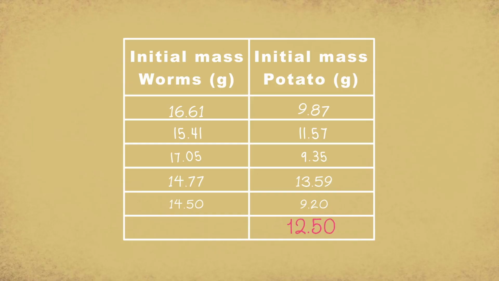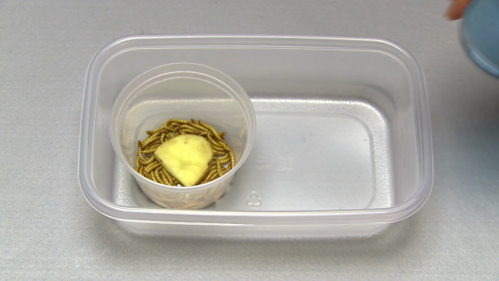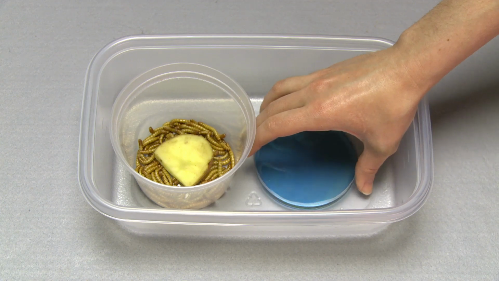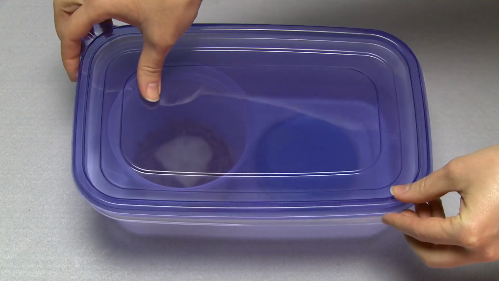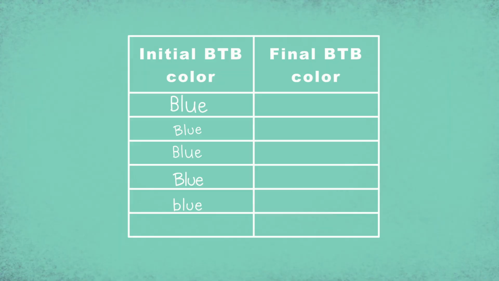Here's a sample chart from another classroom with starting mass data. Our potato started out at 12.5 grams, and the mealworms started at 15.4 grams. And we're putting in our dish of BTB to detect any changes in the concentration of CO2. Our starting color is blue, and we'll need to mark that on our data chart.